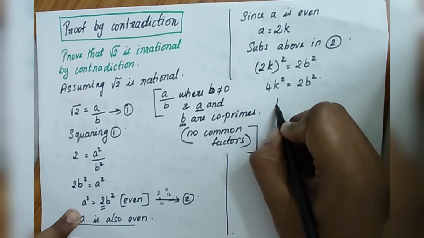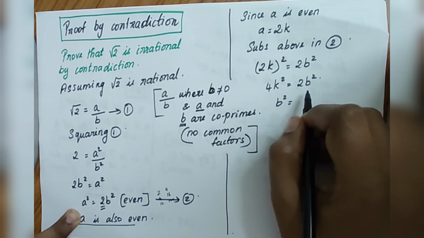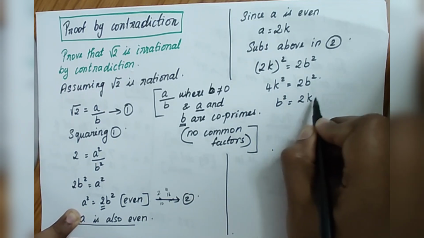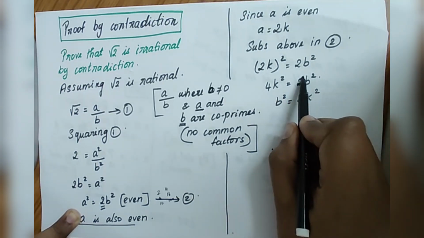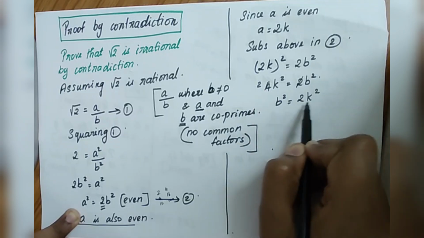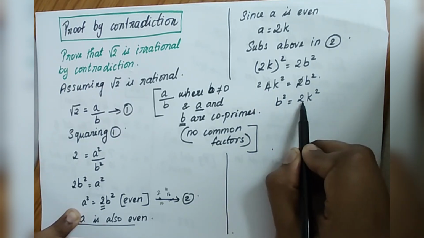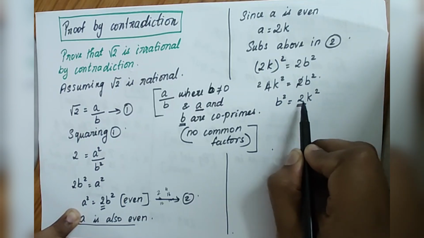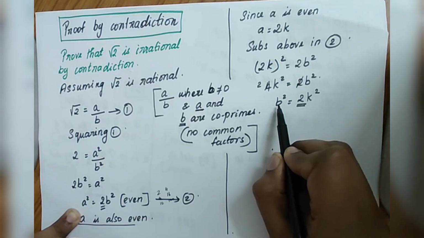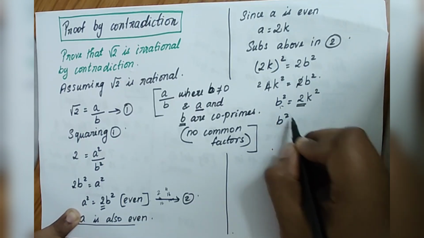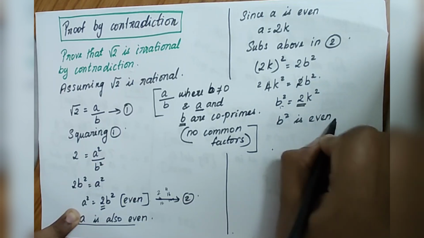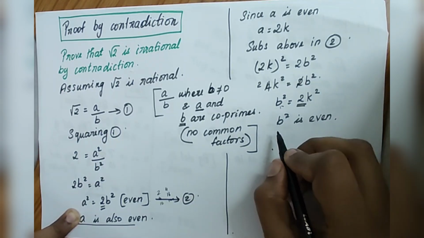Now what will B squared be? B squared will be 2k squared. Correct? So this and this will get cancelled. So 2k squared. Now I know that B squared is even because I have 2 here. Any multiple of 2 will be even. So B squared is even, and when B squared is even, I know that B is also even.